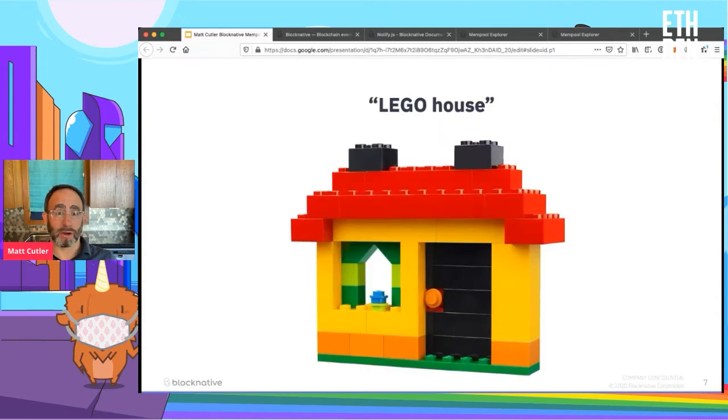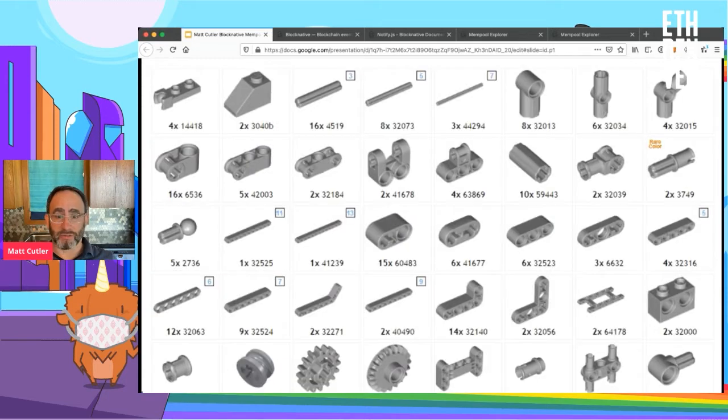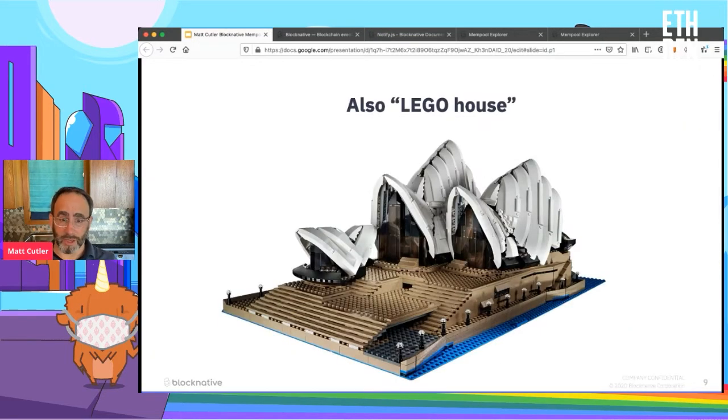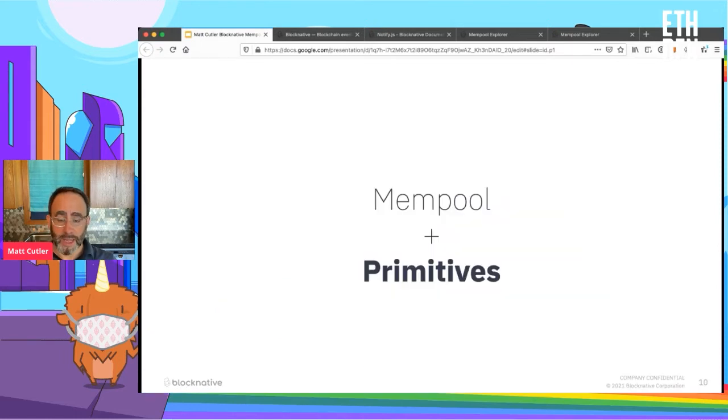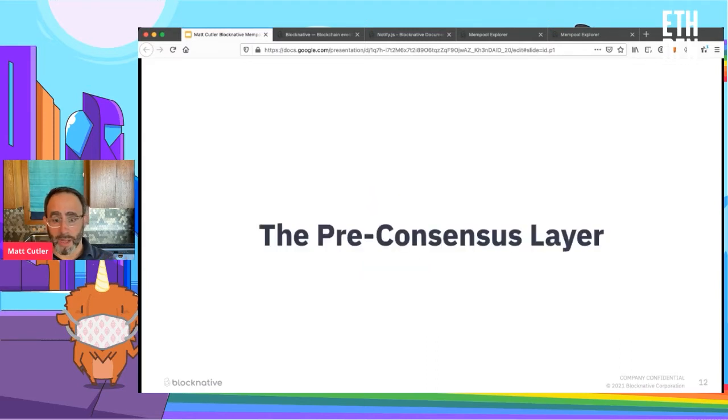So Lego bricks here. The idea here is early dApps were like a Lego house. They were pretty crude. But as the ecosystem has evolved and more primitive types, i.e. more and more Lego bricks, enable much more sophisticated, much more polished, much more approachable experiences for every level of the ecosystem. So we believe that focusing on Mempool primitives basically allows all builders and all traders in the space to work with Mempool data equally and directly.